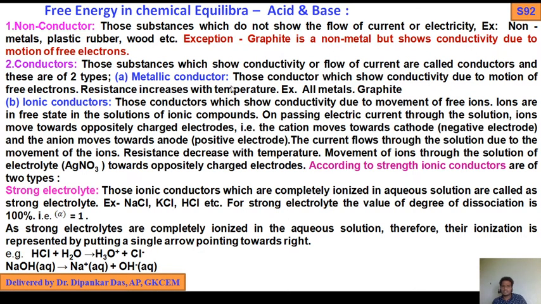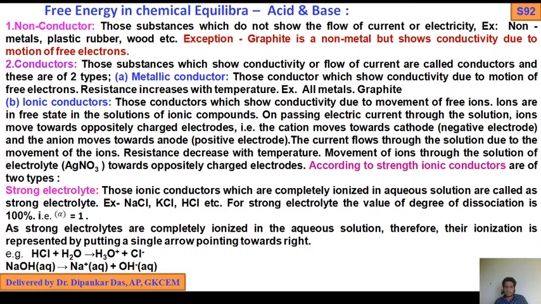One is metallic conductor. Those conductors which show conductivity due to motion of free electrons. Resistance increases with temperature, so all metals and graphite are examples of metallic conductors. Next, ionic conductor. Those conductors which show conductivity due to movement of free ions. Ions are in free state in the solutions of ionic compounds, for example NaCl.